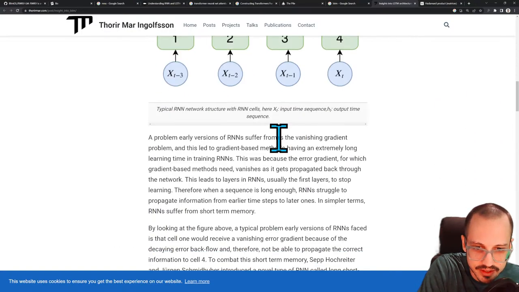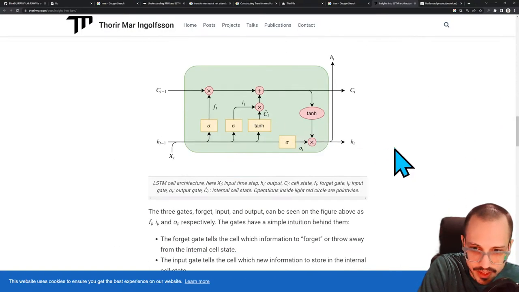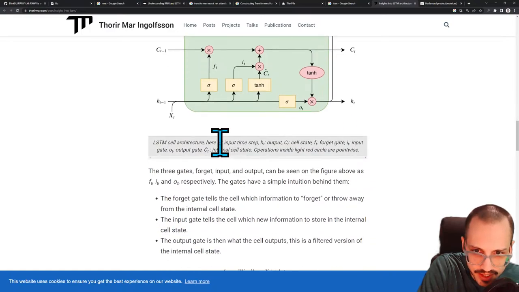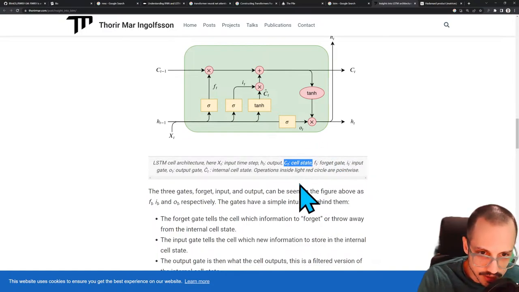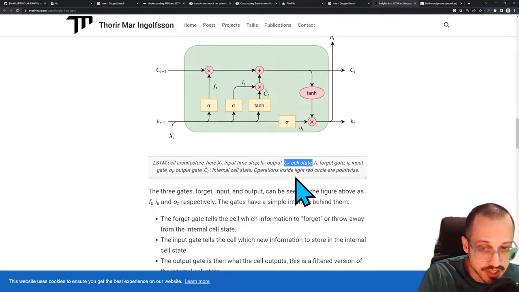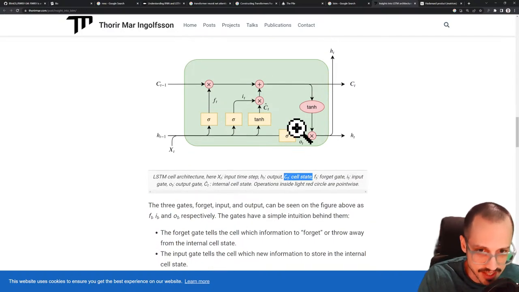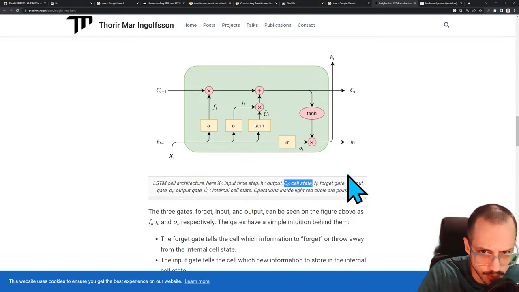Can we get, okay, here we go, boom. XT is the input at the time step. HT is the output. CT is the cell state. Okay, never mind. HT is not the hidden state. HT is the output and CT is the hidden state. CT is the one that gets kind of passed back and forth.